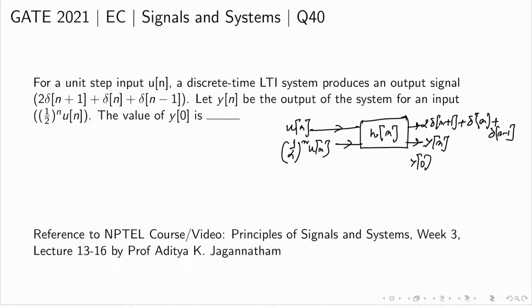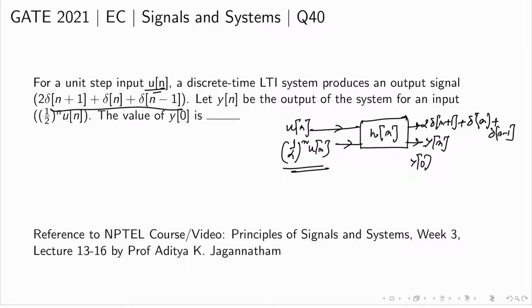So what will be the approach to solving this question? The approach will be to first find the transfer function and then find the impulse response of the LTI system. Once we have the impulse response, we can find the output for any given input, and our given input is (1/2)^n u[n]. To find the impulse response, we have two approaches. The first one is you take the Z transform of the output 2δ[n+1] + δ[n] + δ[n-1], find the Z transform of the step input u[n], and then find the transfer function, and then find the inverse Z transform, and that will give you the impulse response.